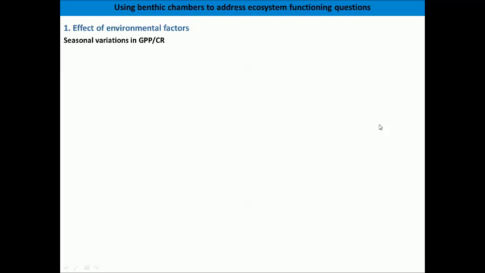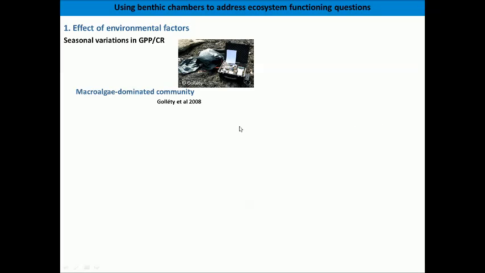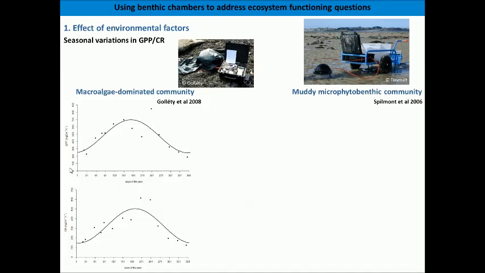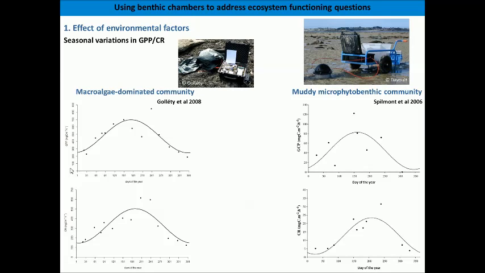You can also look at seasonal variations of carbon fluxes. So first, on macroalgae-dominated communities, gross primary productivity at the top, community respiration at the bottom, in both cases as a function of days of the year. And in both cases, you see that they follow a nice sinusoidal relationship. And then this can be compared to measurements done before on muddy microphytobenthic community.